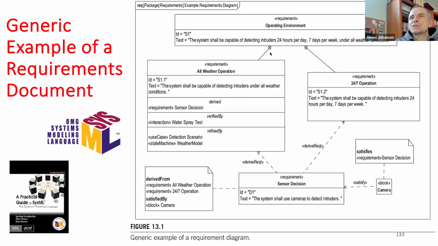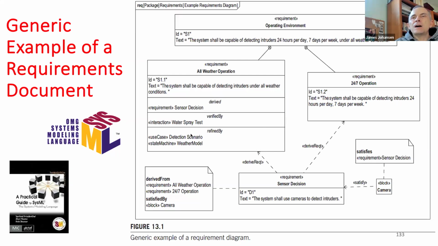Now we can see that there are things related to this, such as all weather conditions. This is S1.1, one level below that: the system shall be capable of detecting intruders under all weather conditions. It's derived from the sensor decision. There's an interaction with the water spray test. This gets into verification. How are you going to simulate all weather conditions? That's one of the ways that, working with the customer, they decided to do that.